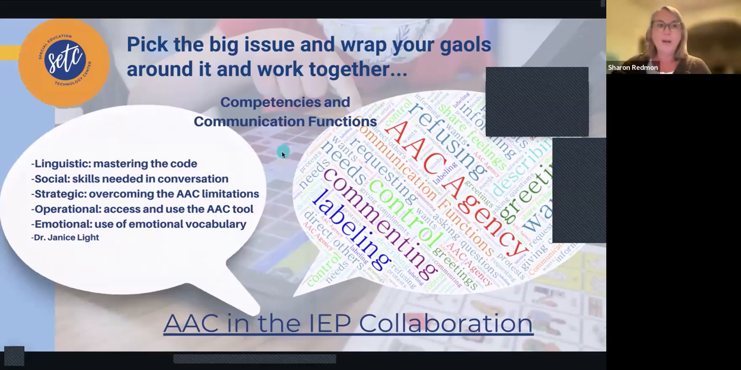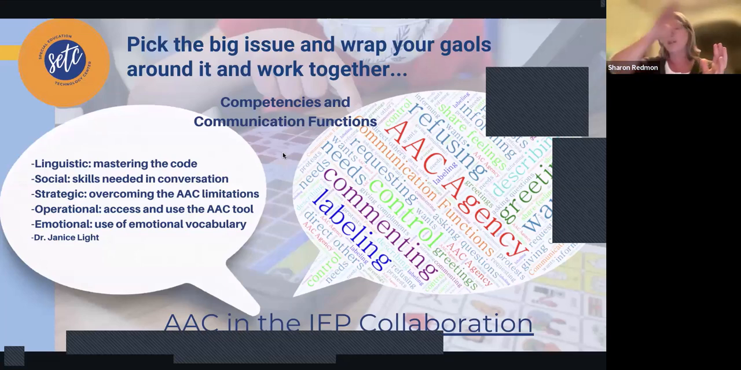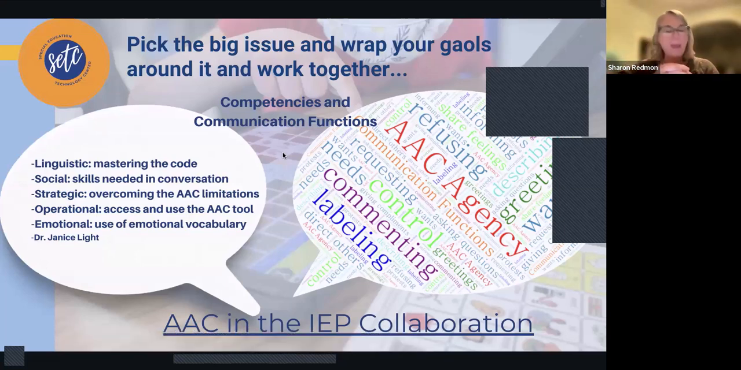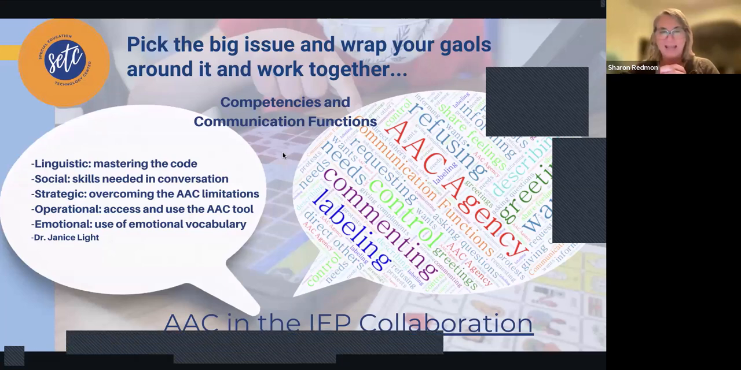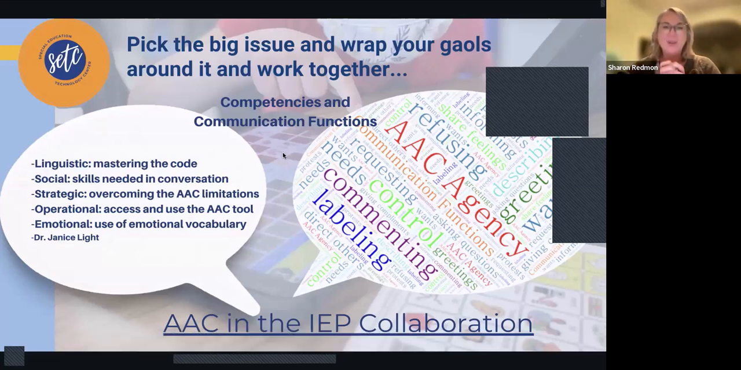So, okay, when we're working with AAC, I found that I kept coming back to these competencies and the communication functions when we were looking at those written expression goals, reading goals, math goals, and social and adaptive goals. Communication was our biggest issue. And so how can we do this wrap around, strength-based, meet where the child is, and collaborate to come up with the IEP goals that we're all working on?